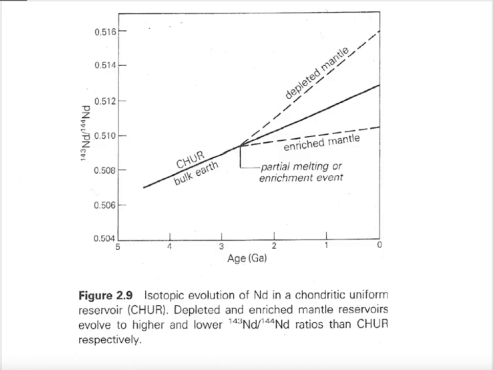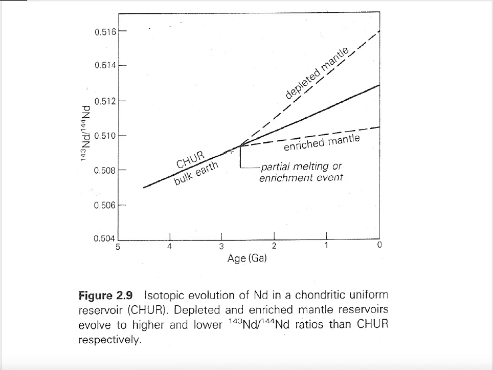So then we have another diagram that is the same as for the rubidium, radiogenic rubidium again. But here we are using the 143 neodymium to 144 neodymium. And on the x-axis we have again the age. On the right side we have the present, and here we have 4,500 million years ago. Here we have the core and the bulk Earth, which is the same.